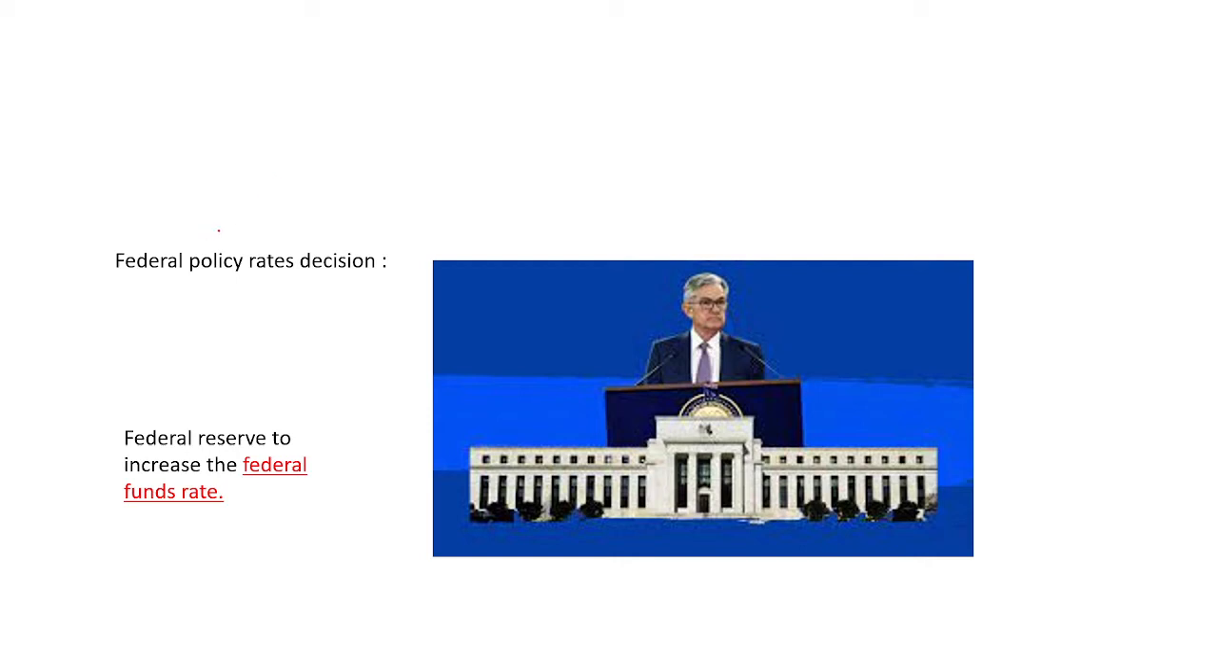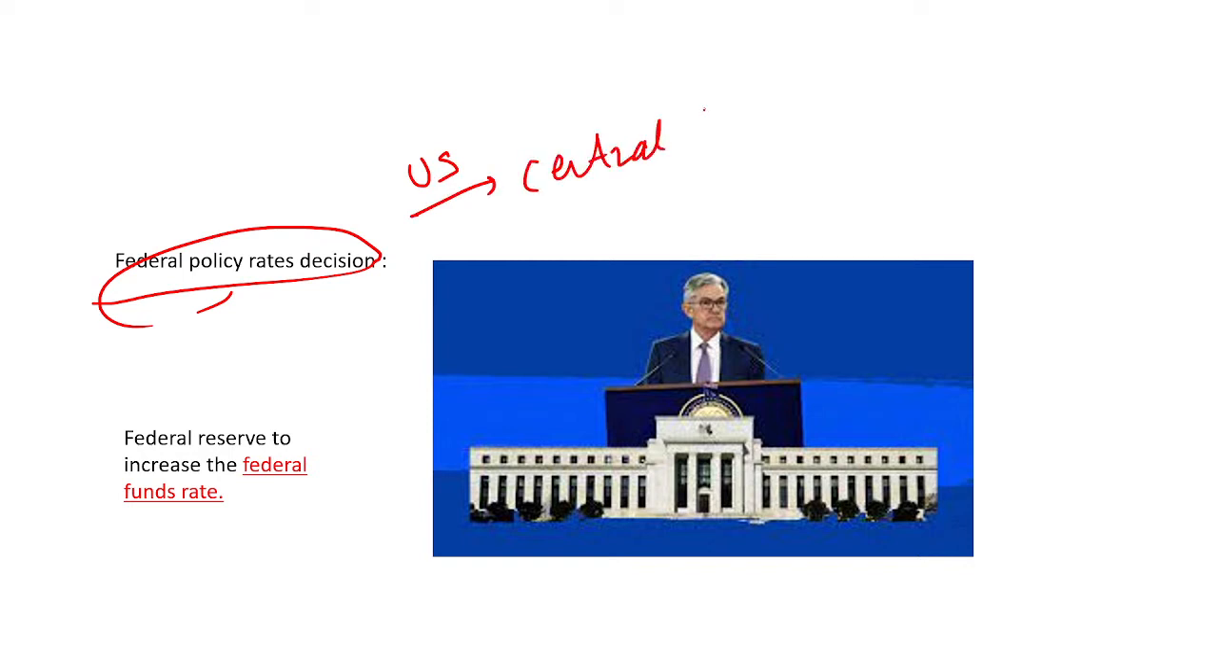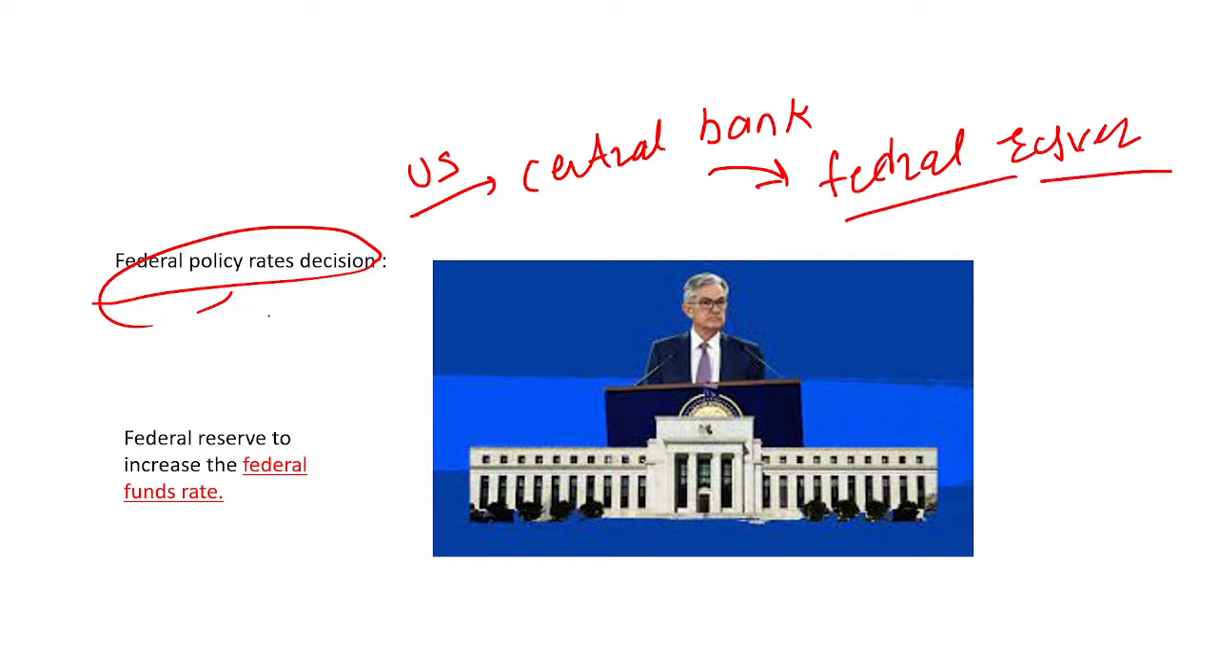In today's video, we will be discussing the federal policy rates decision recently taken within the US economy by the US Central Bank, right? This US Central Bank is called the Federal Reserve, right? And the decisions taken by the Federal Reserve are directly and indirectly responsible for the global economy, right? So we will discuss what these policy rates are and how they will impact the global economy along with the US economy, right?